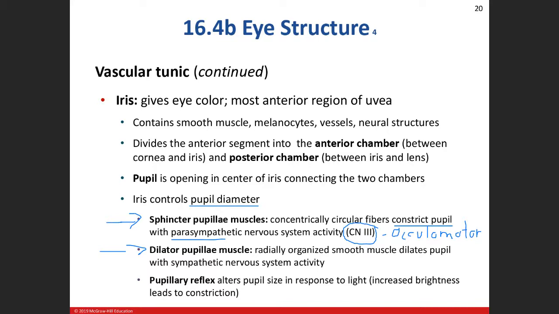Right, the dilator pupillae muscle, and again, you can tell by the name what it's going to do. It's going to increase or dilate the pupil, all right? And so it is innervated by the sympathetic nervous system. Okay? So when you go to your doctor and they shine a light in your eye, they're testing what we call the pupillary reflex. Okay?